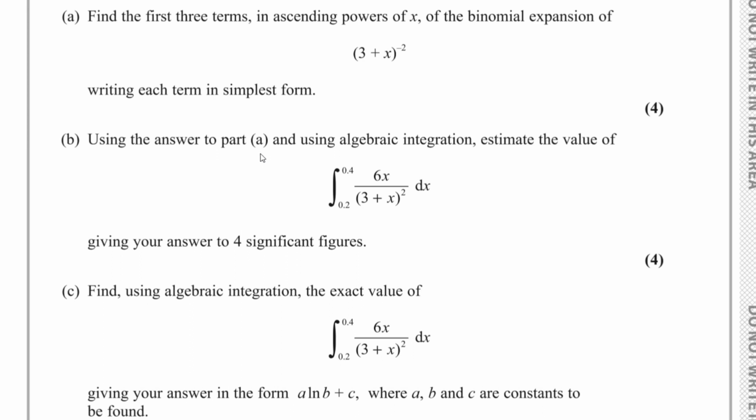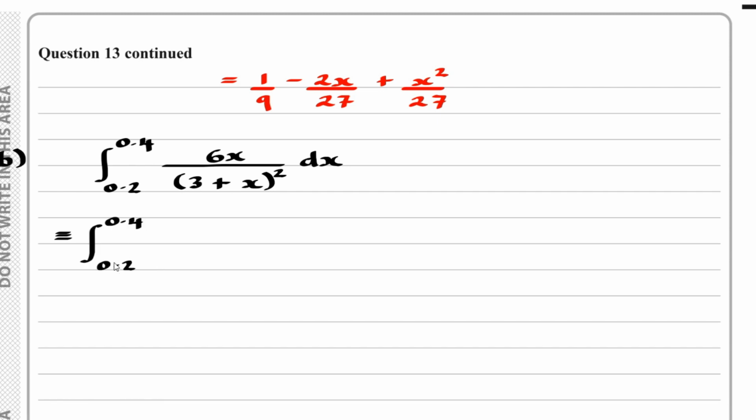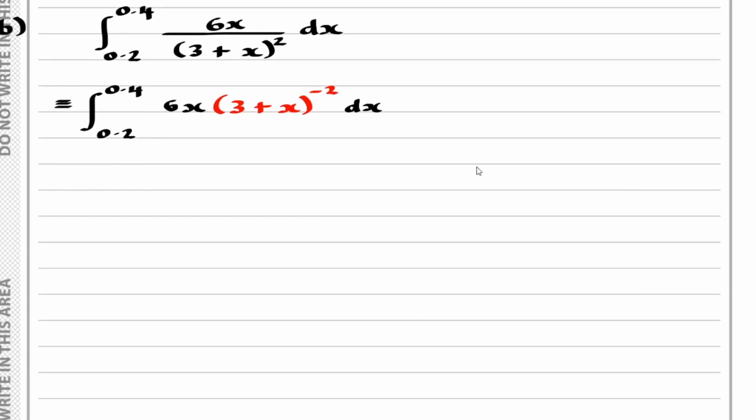Part B, use the answer to Part A and using algebraic integration, estimate the value of the integral of 6x over 3 plus x squared with respect to x between 0.2 and 0.4 to four significant figures. So for Part B, we have to estimate the value of this integral. Now what this is equivalent to is the integral from 0.2 to 0.4 of 6x multiplied by 3 plus x to the negative 2 with respect to x. And we've already worked out what the expansion of 3 plus x to the negative 2 is. That was found in Part A as a ninth subtract 2x over 27 plus x squared over 27.